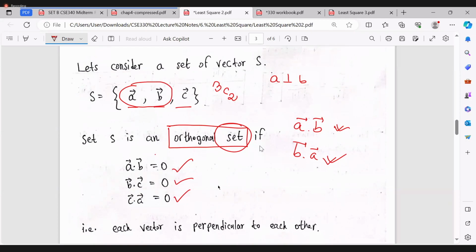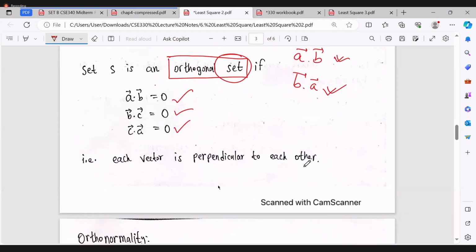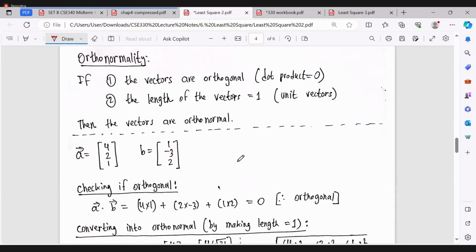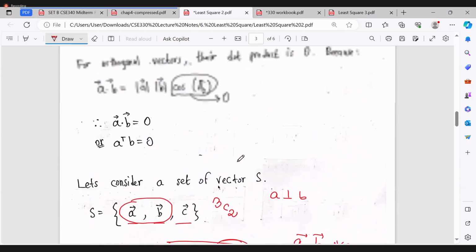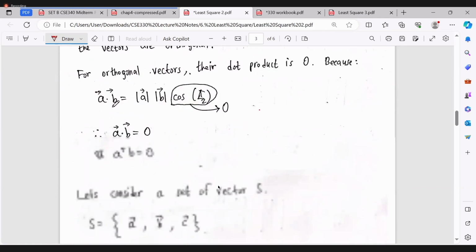If the two vectors in any pair are not perpendicular to each other, then you cannot say that this is an orthogonal set. The first condition of being an orthogonal set is that if you take all the pairs from that set, all those pairs have to be orthogonal. Take a set. Each vector is perpendicular to the other. So that was orthogonal vectors.